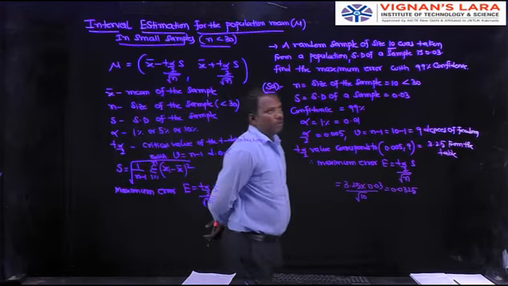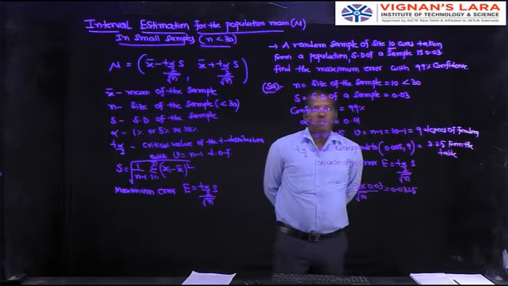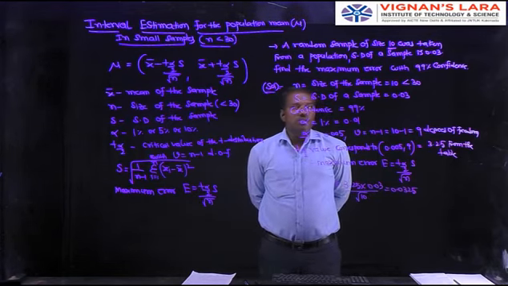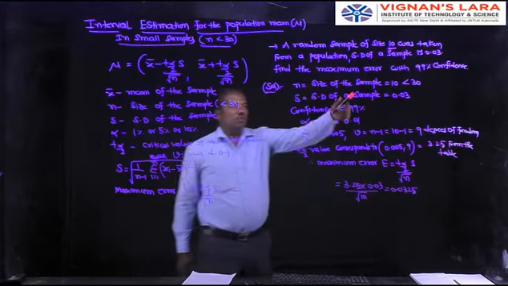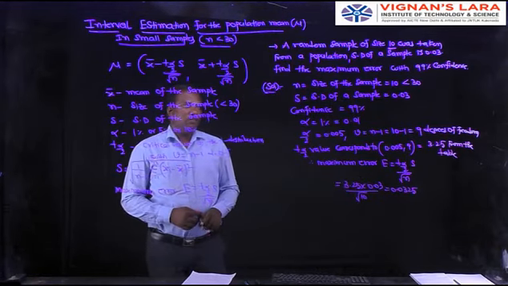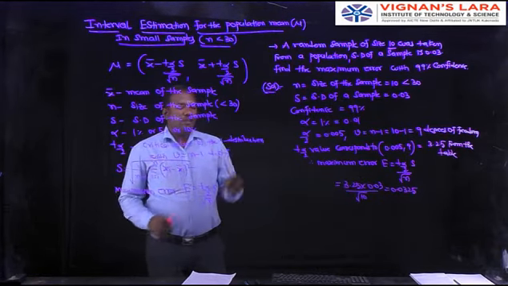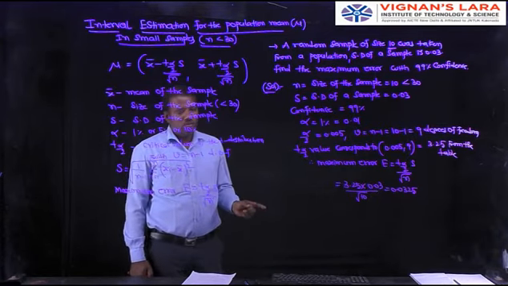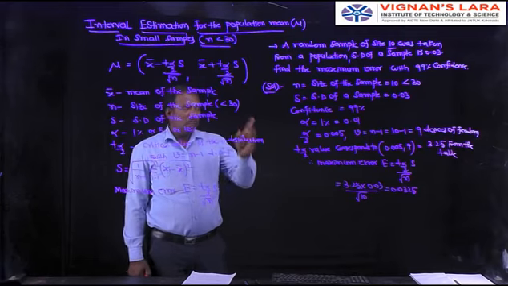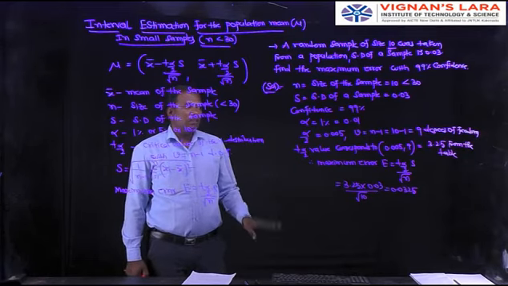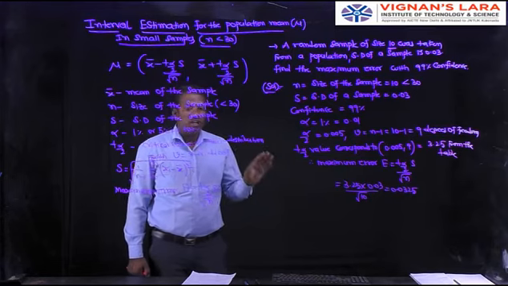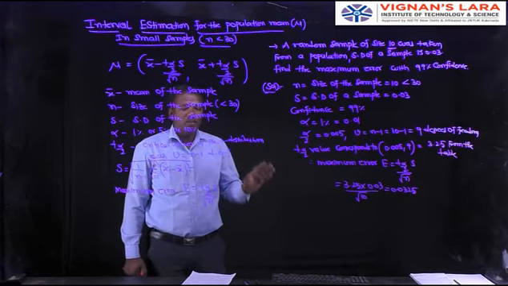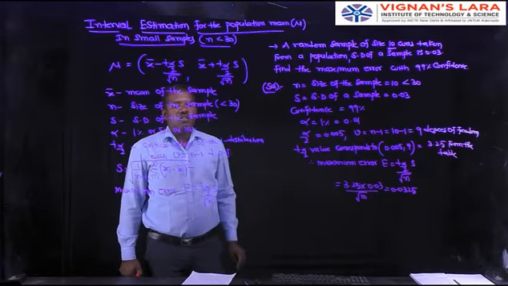Once again, a random sample of size 10 was taken from a population, SD of a sample is 0.03. Find the maximum error with 99% confidence. First, identify the value of n. Then decide whether it is large or small. Here n value 10, less than 30, means it is a small sample. N value more than or equal to 30, then it is a large sample. Large sample was the last class topic.